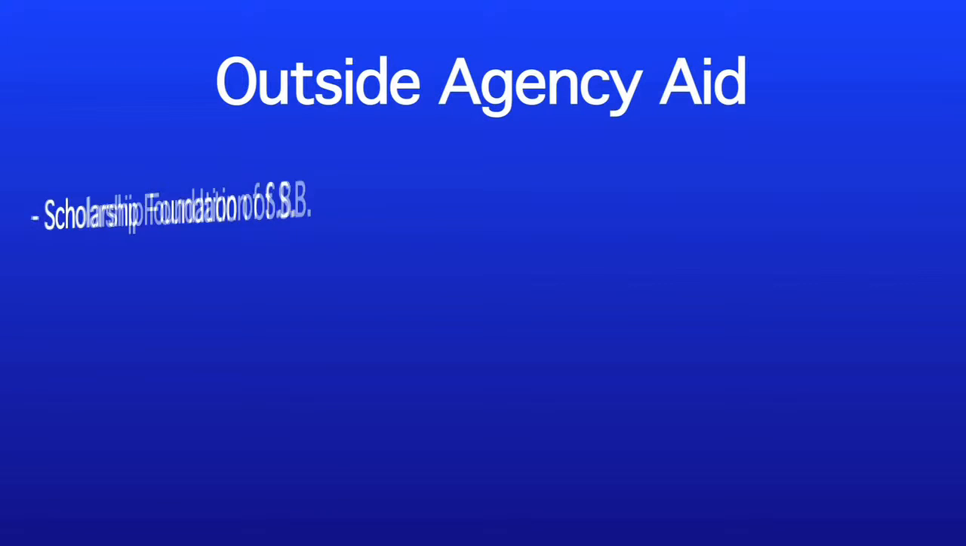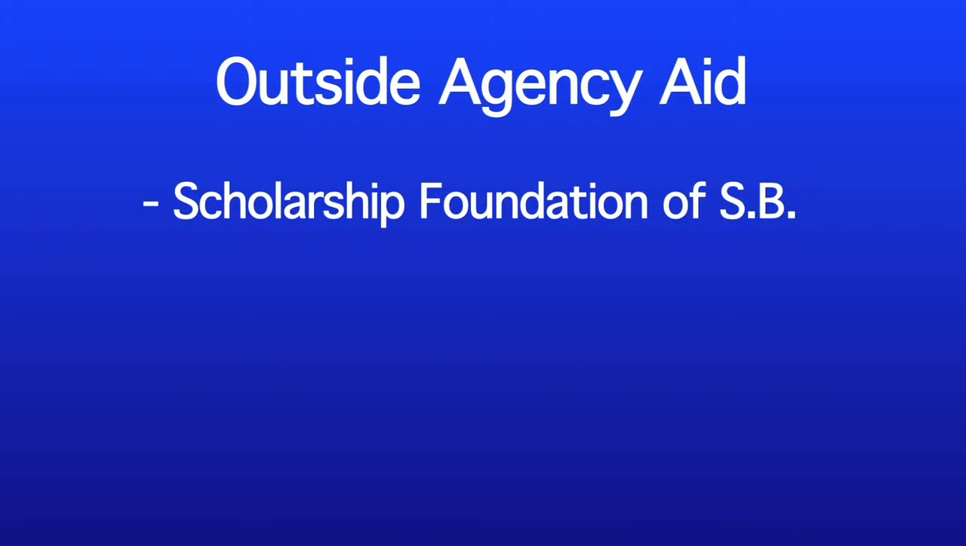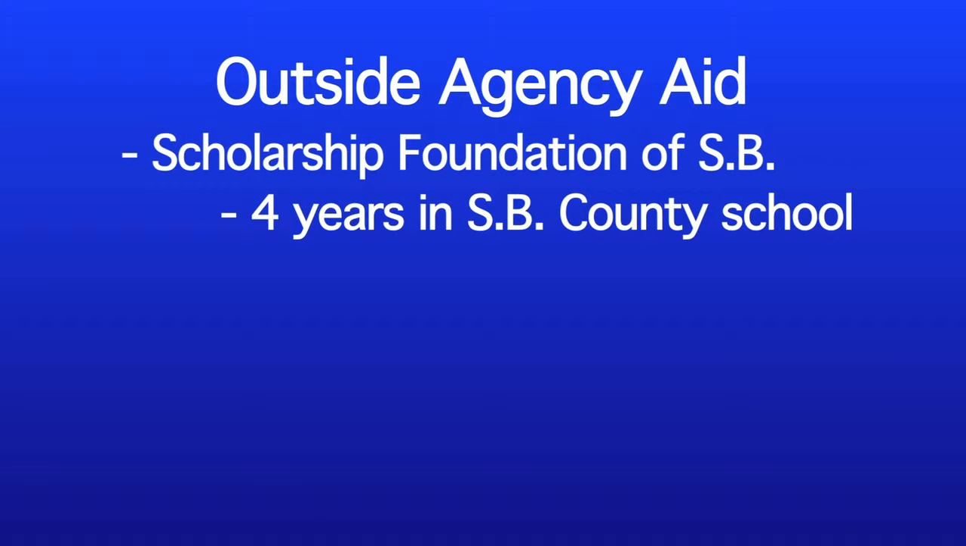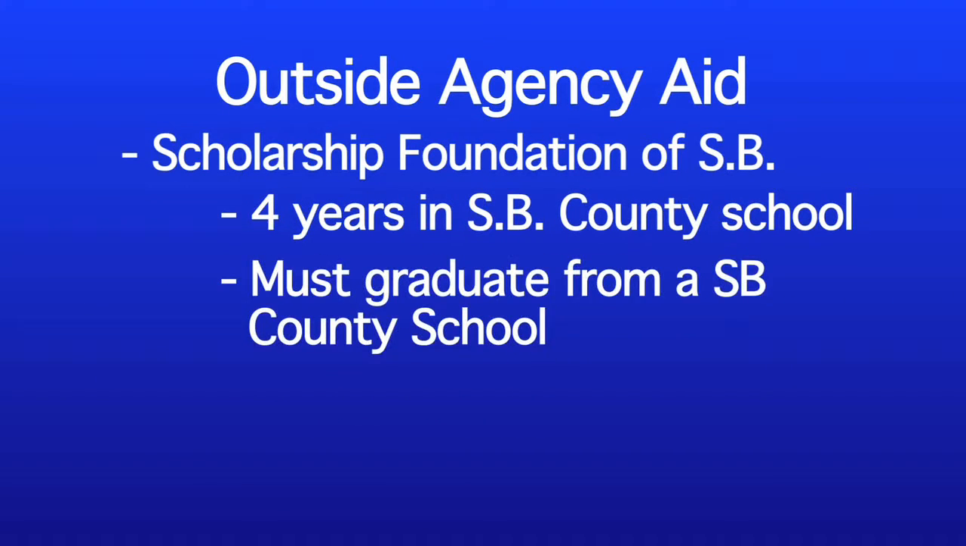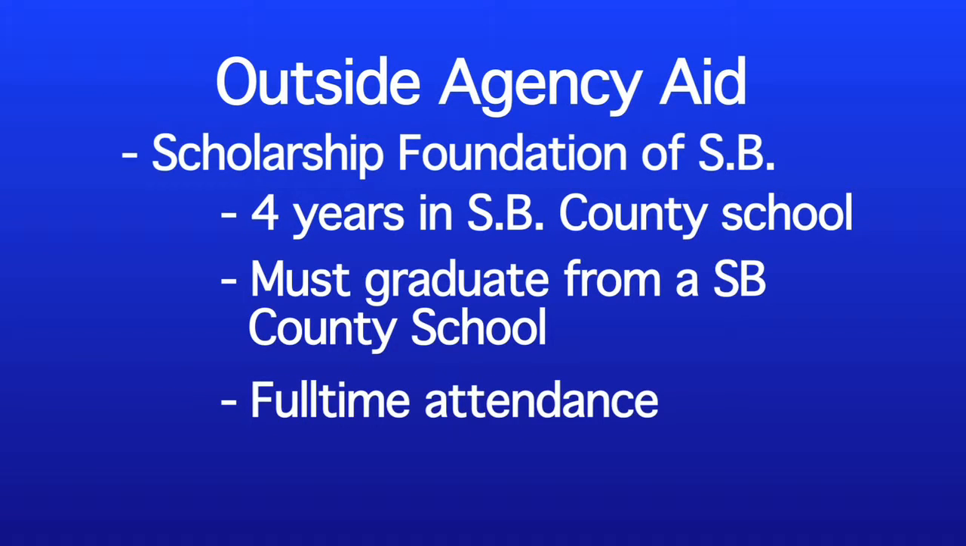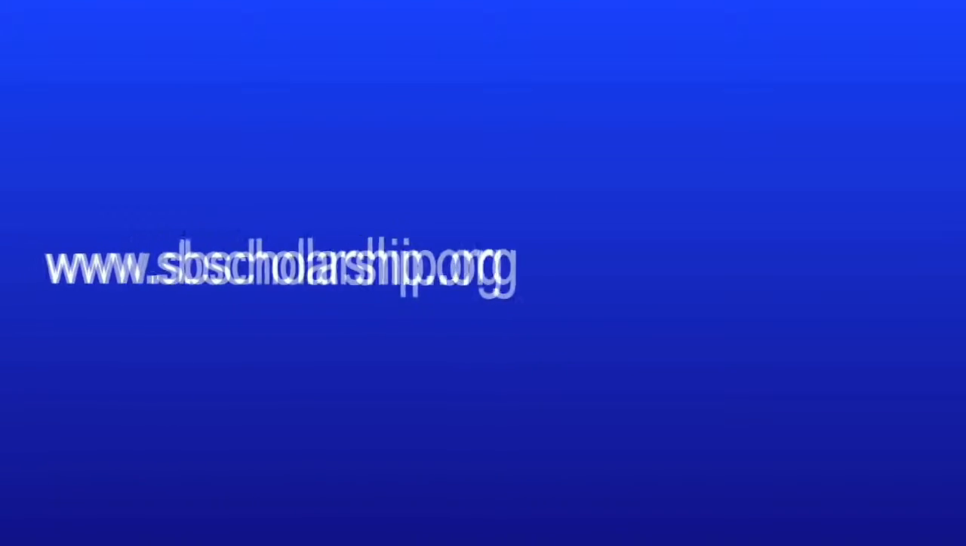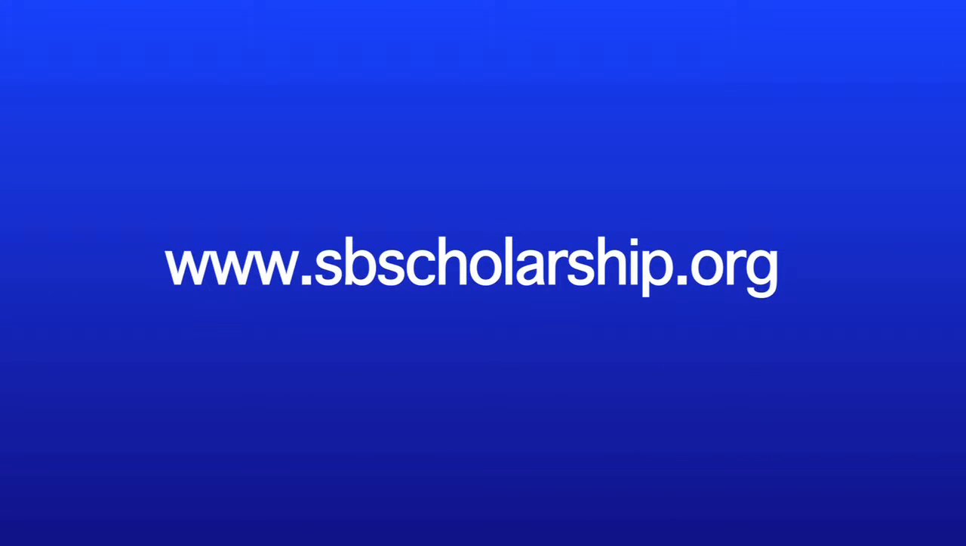The fourth source of aid, outside agency aid, is from places like the Scholarship Foundation. As I mentioned, we are agencies outside the federal, state, or institutional programs. For the Scholarship Foundation, you need to have attended high school here in Santa Barbara County, basically 4 of the last 6 secondary years, and graduate from a high school in Santa Barbara County. You need to plan to attend full-time at an approved college. We have some early specialty programs every fall in honors, community service, and art merit-based programs for high school seniors. But our large general program has a deadline of January 31st every year, and you'll apply online at our website, www.spscholarship.org. Last year we helped about 70% of the applicants who applied to us.